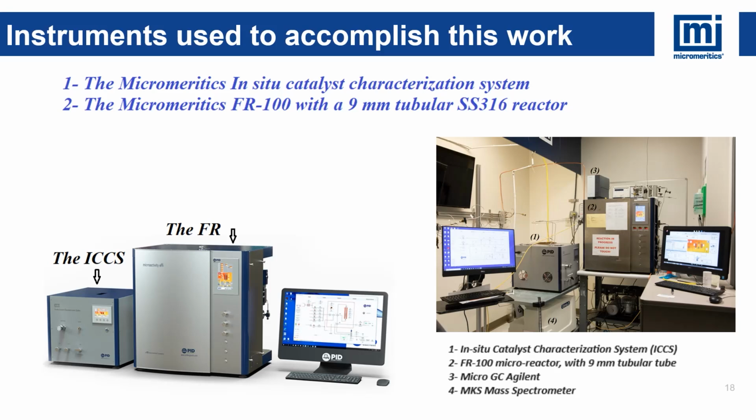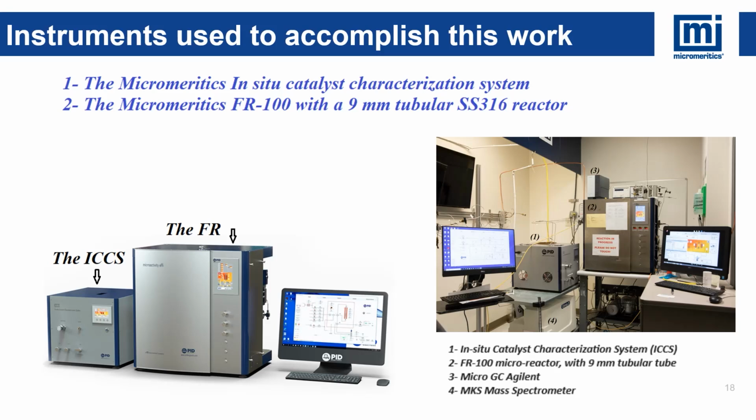Number 2 is a FR reactor. This is a micro-mix FR reactor, which could be FR100, which is one reactor, or FR200, two reactors simultaneously. They can work in parallel or be connected in series. And also we can work up to 100 bar or 200 bar.